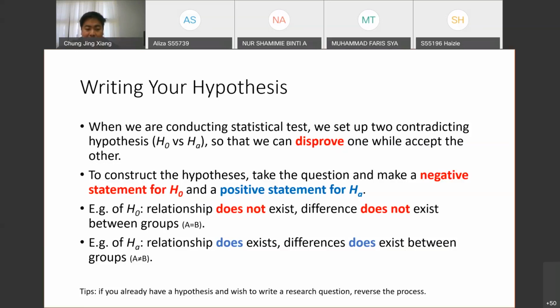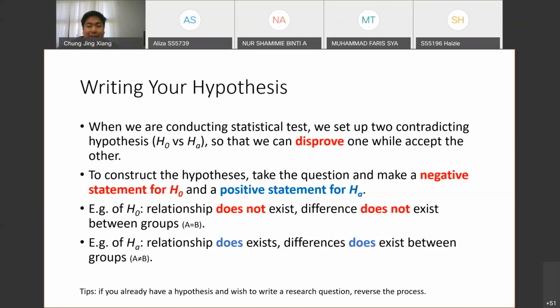And HA is supposed to be the opposite of H naught, so HA will be positive: relationship does exist, differences do exist between groups. When we say this, usually what it means is A is not equal to B. So sample A is not equal to sample B because they have differences. Before and after, they are different because A and B are different. The relationship or the differences exist.